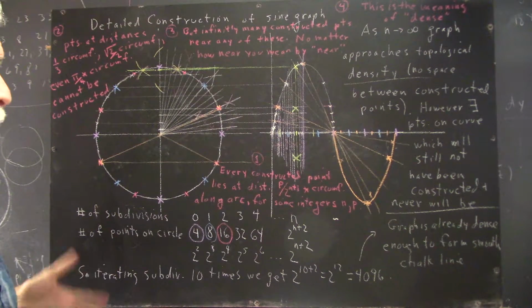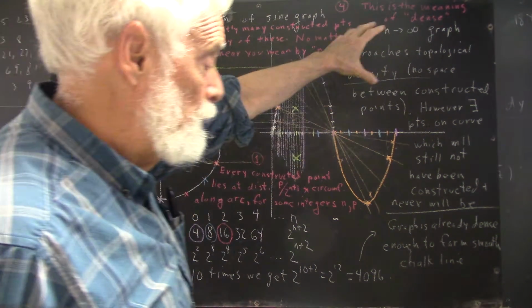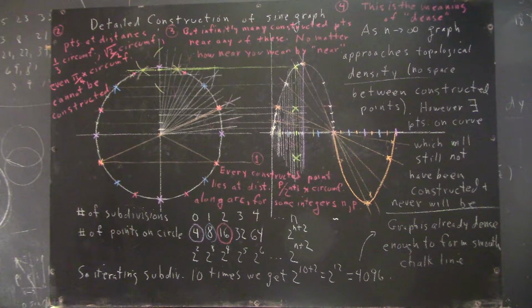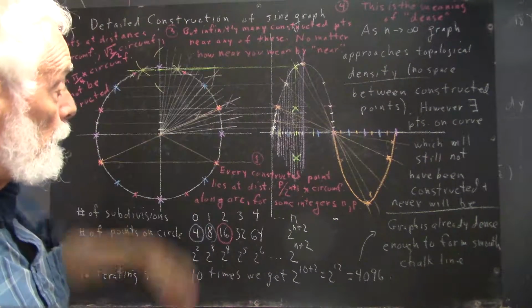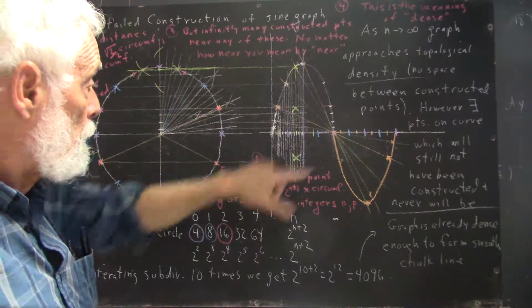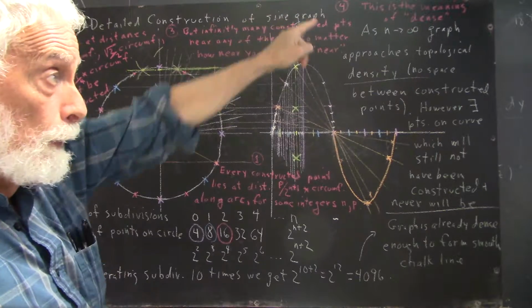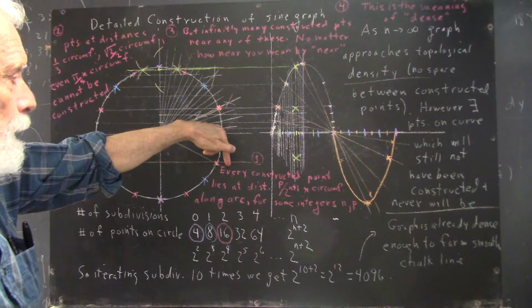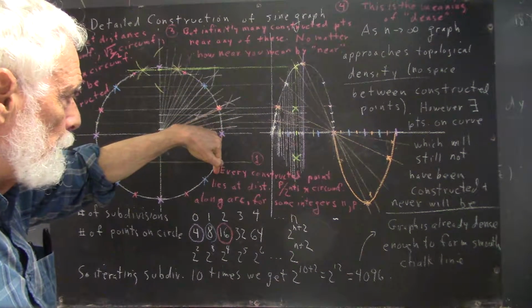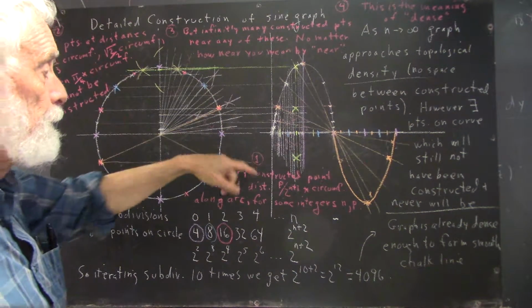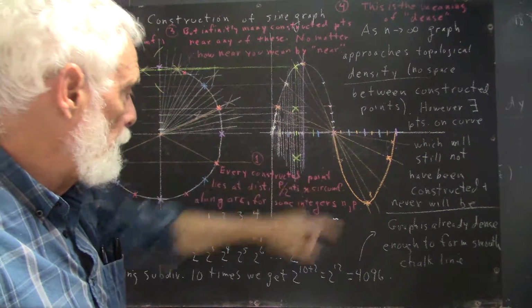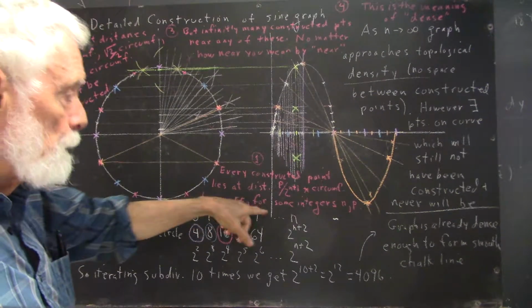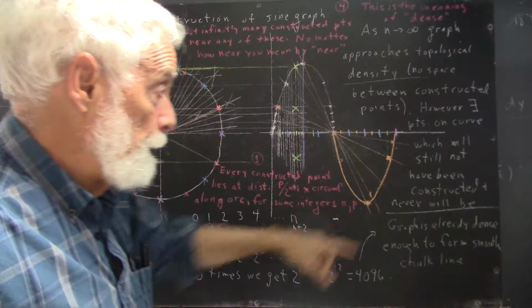A few more comments on what we mean by this word topological density, or topologically dense, adjective, in red, in 1, 2, 3, 4 relatively short statements. First statement is that every constructed point lies at a distance p over 2 to the n plus 1 times the circumference along the arc for some integers n and p.